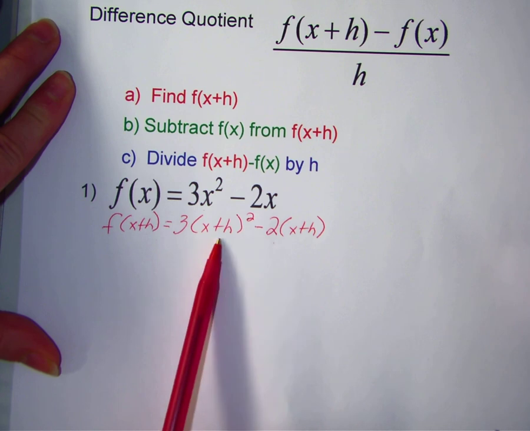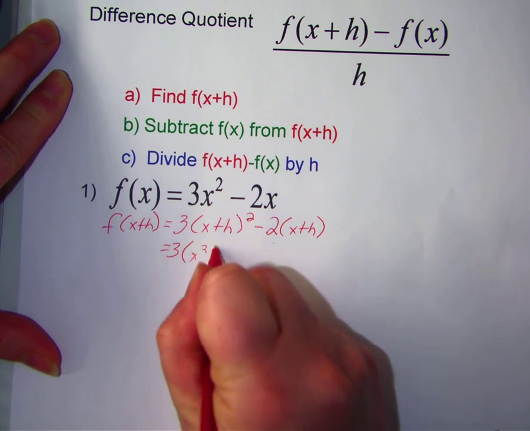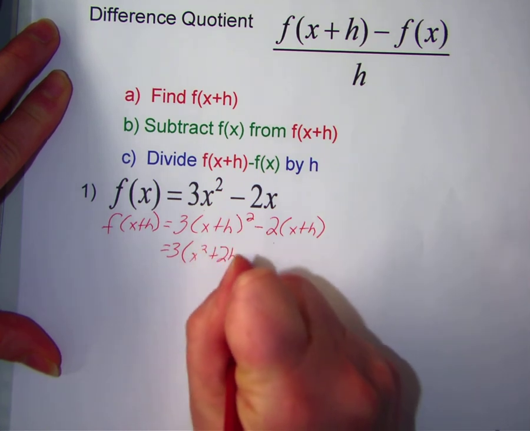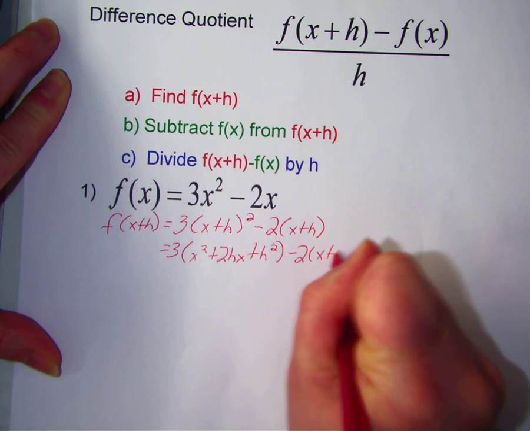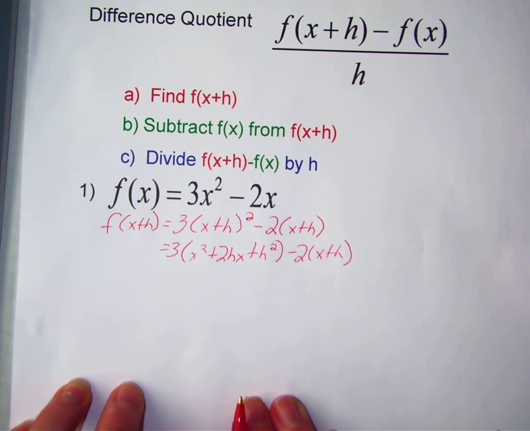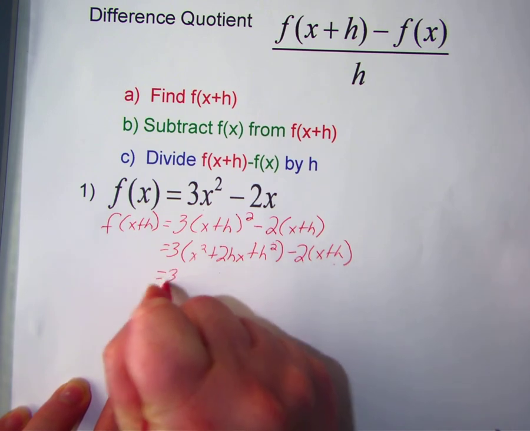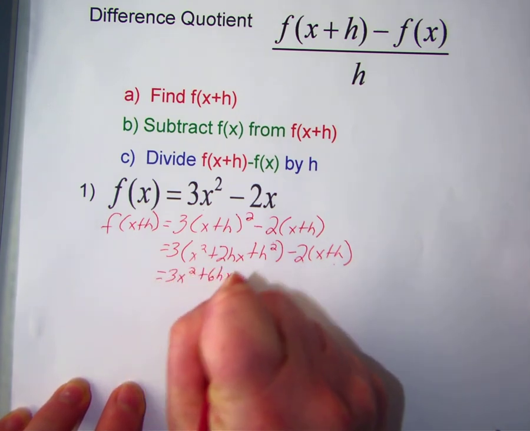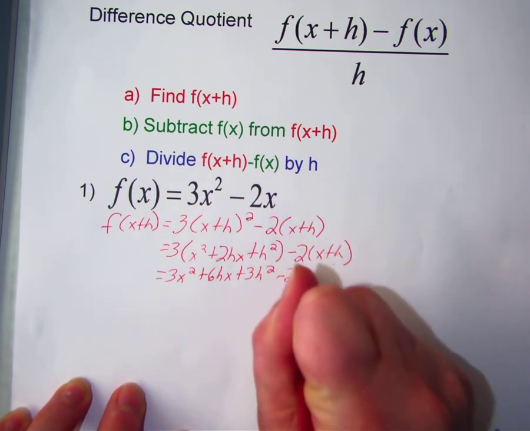So, here I'm going to use the rule to square a binomial that I keep insisting you know how to do. I'm going to bring down the 3, and then I've got a squared plus 2ab plus b squared. Copy the rest down. So exponents first. Now I'm going to distribute the 3 to this parentheses and the negative 2 to that parentheses. Okay, and the negative 2 to the second parentheses.